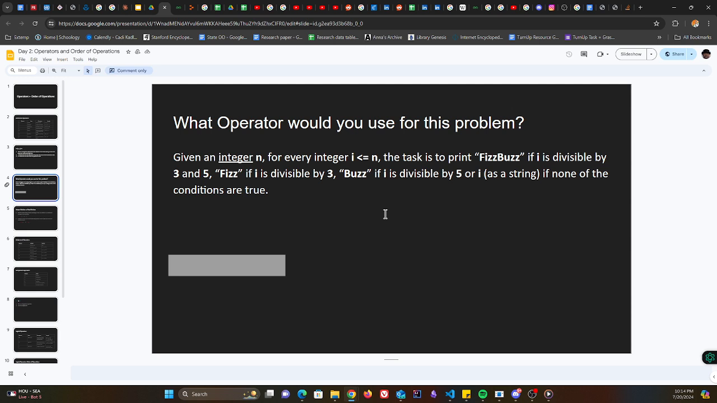Okay, here's a little quiz. What operator would you use for this problem? It's a classic interview question called FizzBuzz. Essentially, given an integer n, for every integer i less than or equal to n, the task is to print FizzBuzz if i is divisible by 3 and 5, Fizz if i is divisible by 3, Buzz if i is divisible by 5, or i as a string if none of the conditions are true.